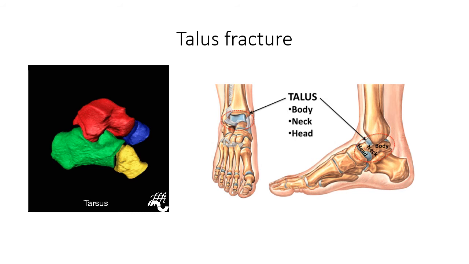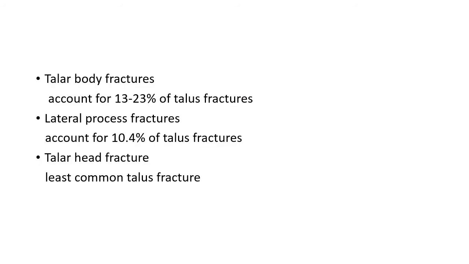The talus articulates superiorly with the tibia in the ankle joint. Anteriorly, it articulates with the navicular bone, and the inferior surface of the talus articulates with the calcaneus. The talus is composed of the talar body, lateral process, talar head, and talar neck.